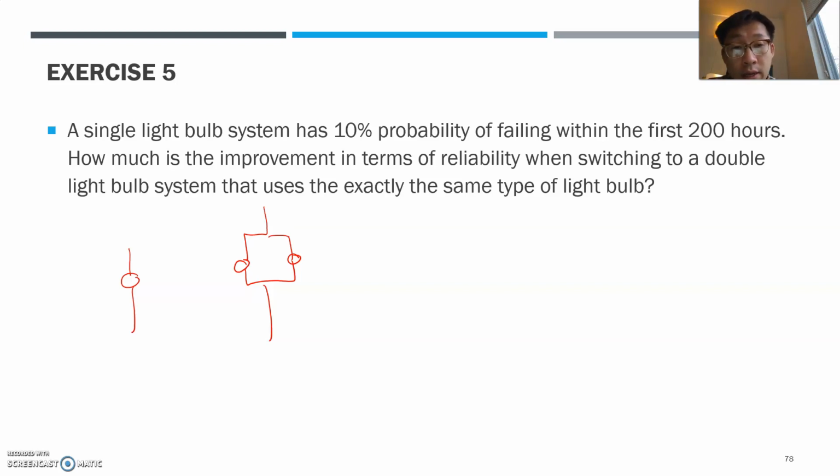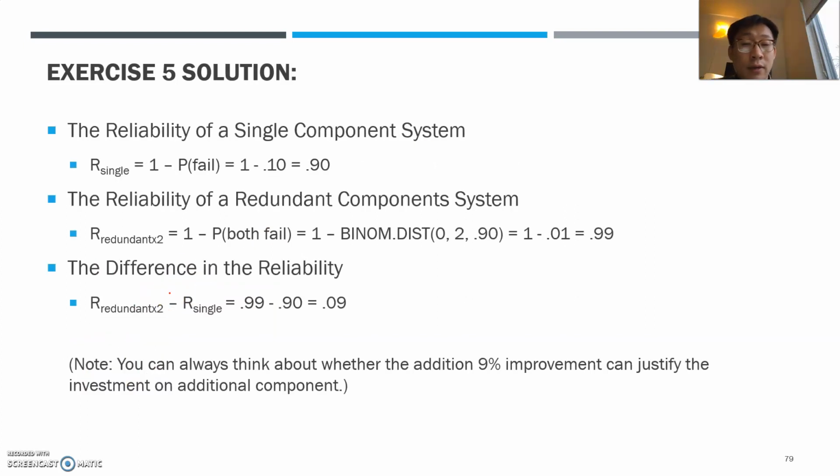So the reliability of this system is what? This is a 10% chance of failing. Therefore, the reliability of this system is actually 90%. It's 1 minus 10%, therefore 90%. We also get to know the individual component reliability, which is 90%. And what happens to the improvement? What happens to the reliability when we change this into the parallel system?